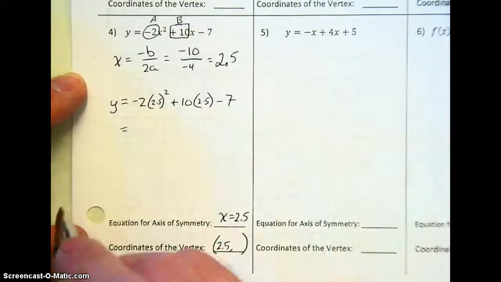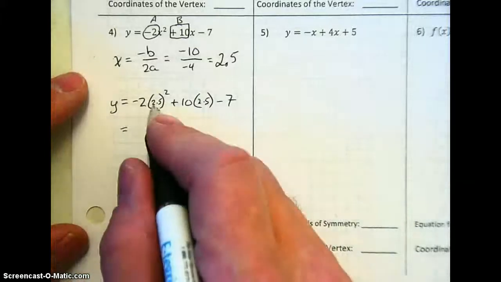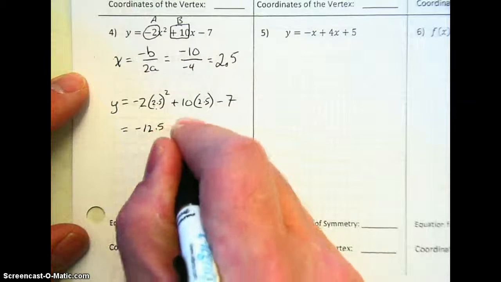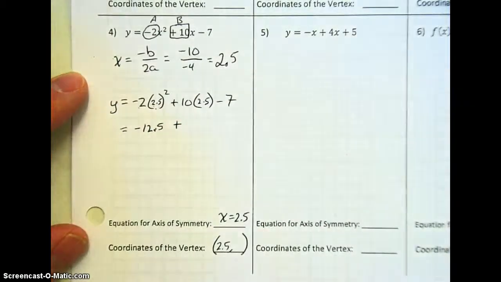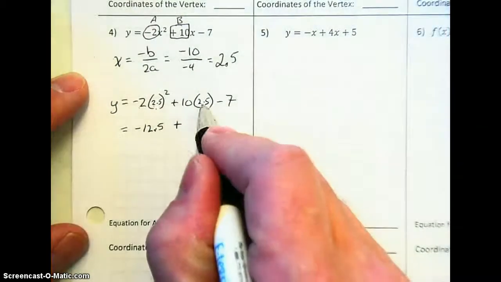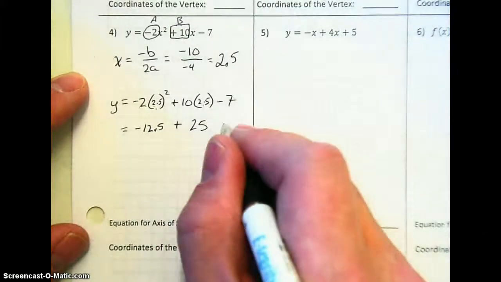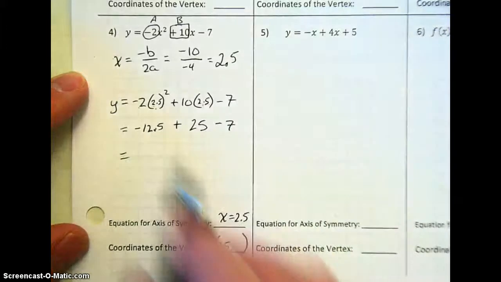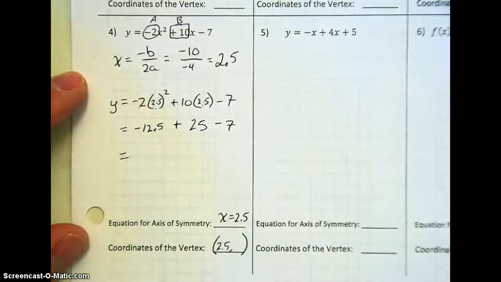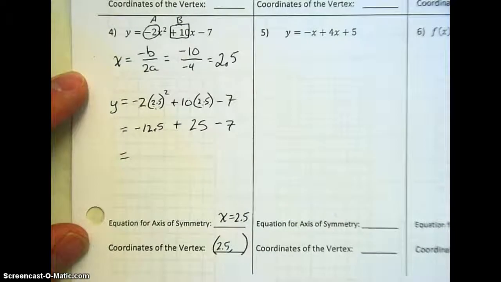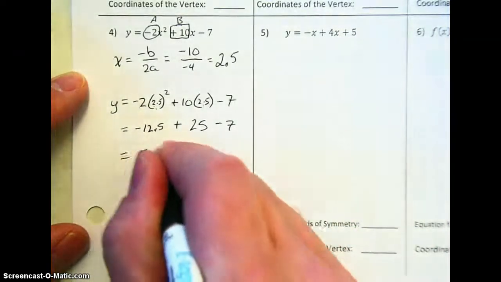So 2.5 squared is 6.25. 6.25 times negative 2 is negative 12.5. Good. And then 10 times 2.5, move our decimal 1 over, is 25. And then subtract 7. So negative 12.5 plus 25 minus 7. Well, 12.5 is half of 25, so that's positive 12.5. What's that? 5.5.